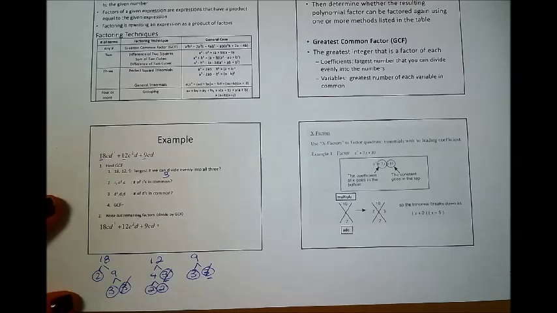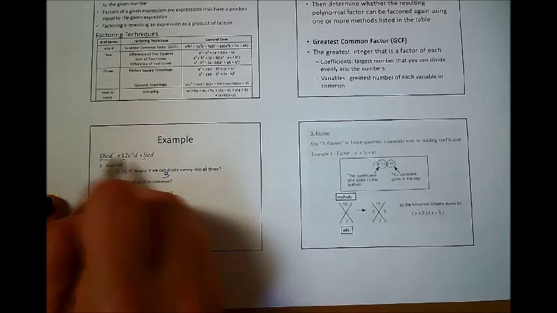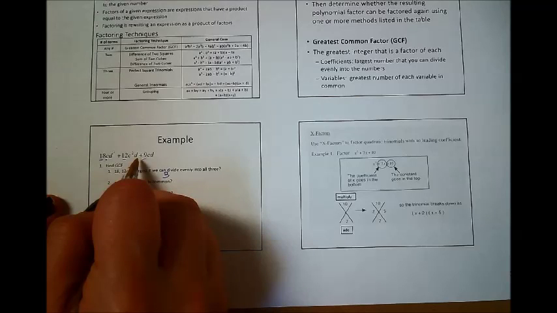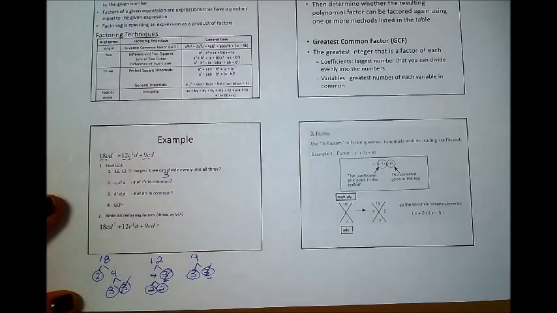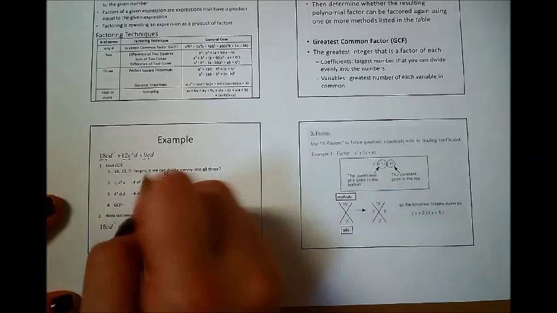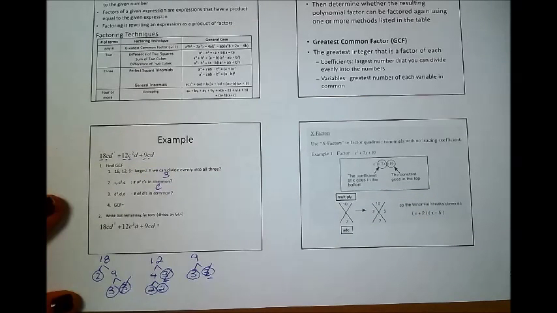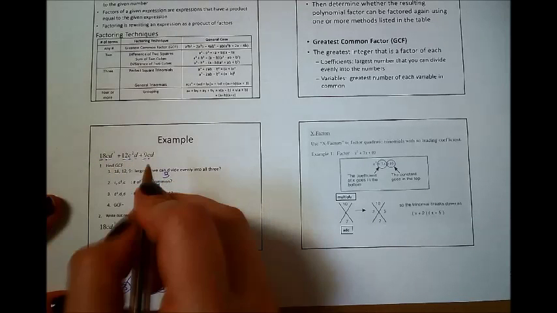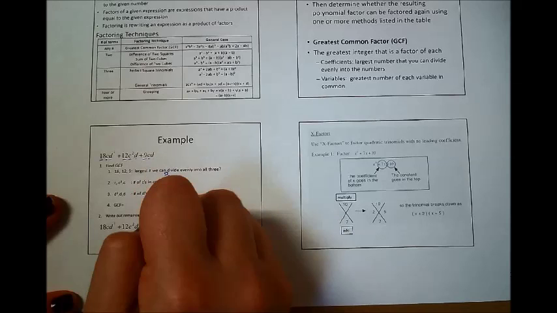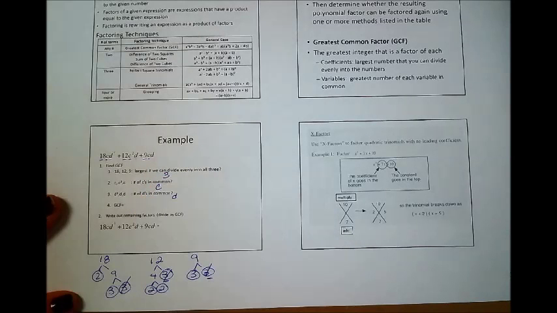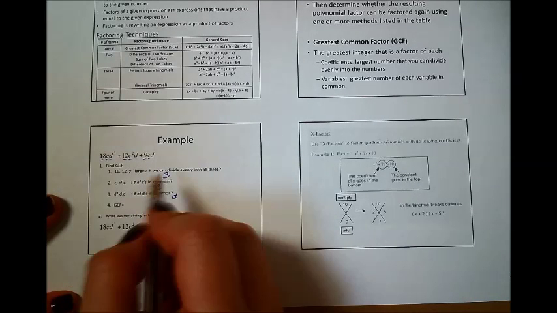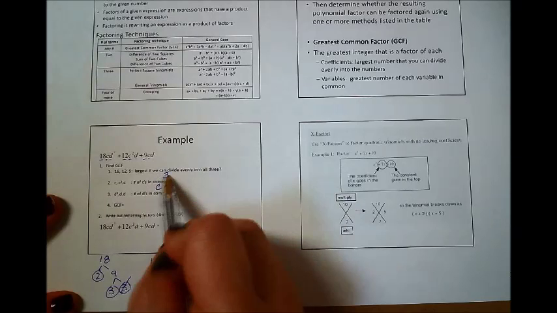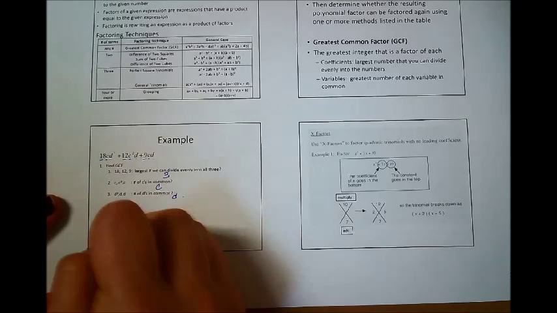Then we look at the c's. We have a c squared, and a c. So at most, we can only take one c out of all of them. Then we look at the d's. Here we have a d squared, a d, and a d. So again, we can at most take one d out of all of them. So our GCF then is 3cd. You have to include the numbers and the variables.